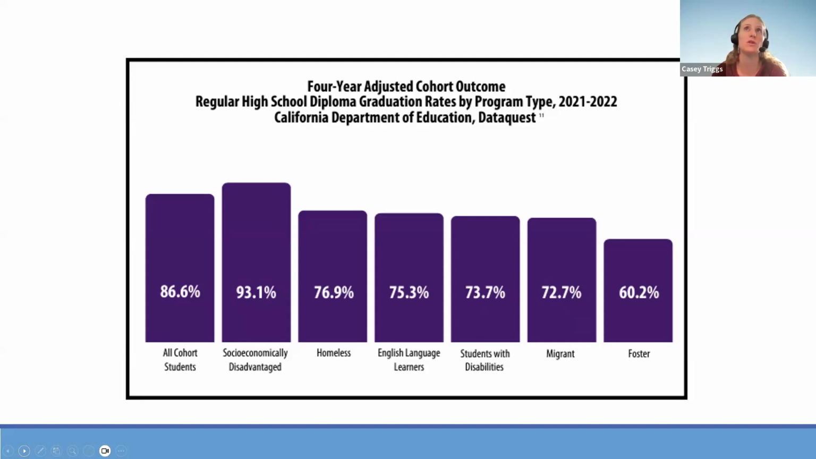This data is from 2021 to 2022. Granted, this was when we were just coming out of the pandemic, so when they redo these data sets in the coming years, it may or may not change. But nevertheless, I think it's just important to look at. Next slide, please.